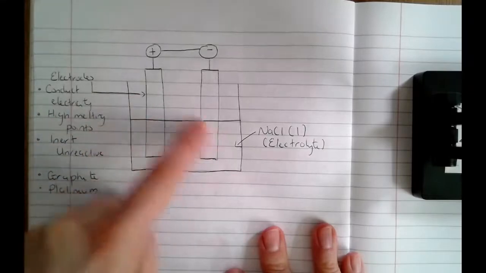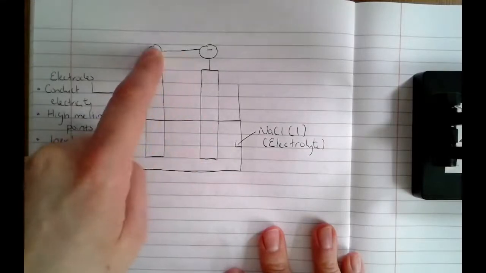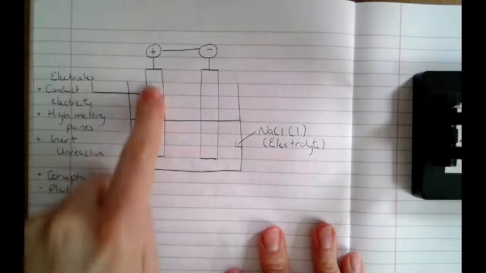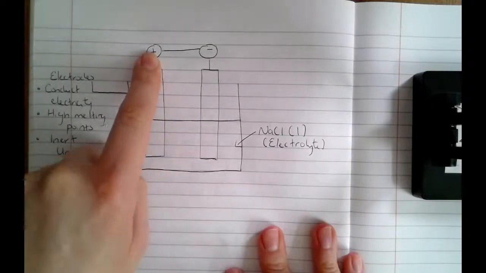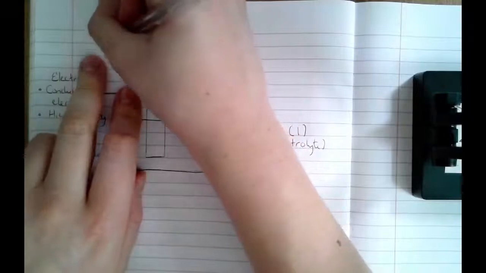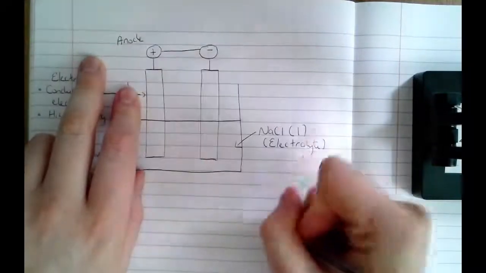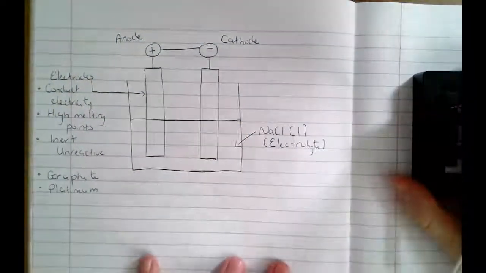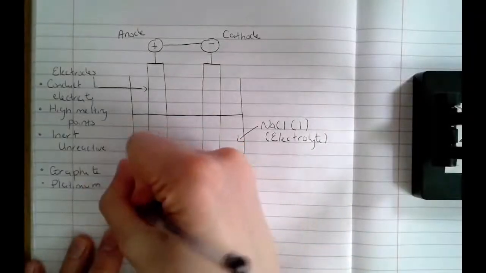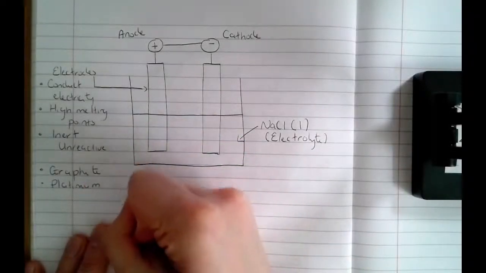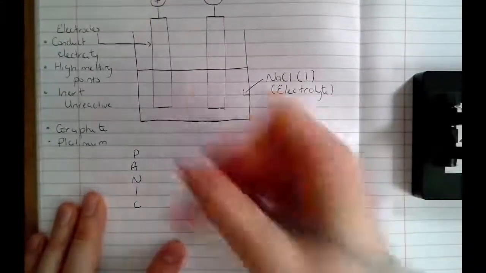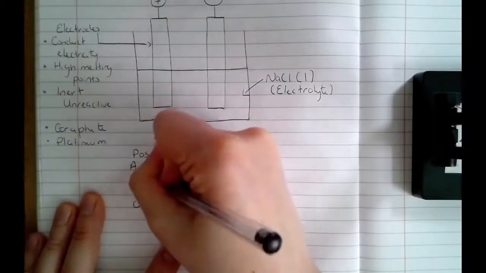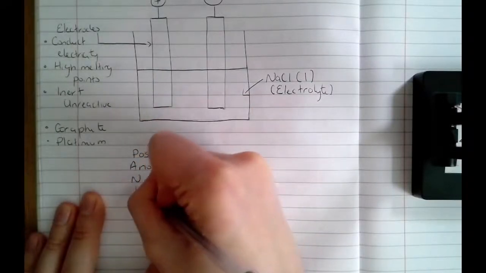You connect your electrodes to the battery, and the electricity passes from the battery through the electrode and into your ionic compound. The electrode that you connect to the positive side of the battery is called the anode. And the electrode that you connect to the negative side of the battery is called the cathode. In order to remember that, I always use PANIC, P-A-N-I-C, which stands for positive anode and negative is cathode.